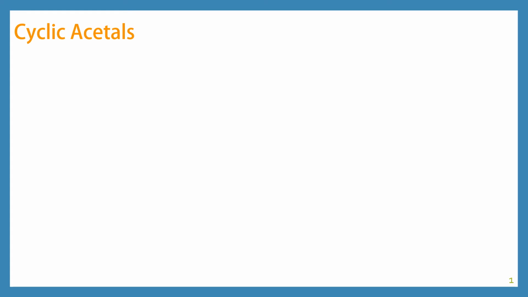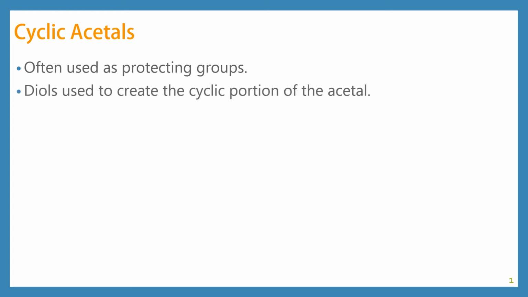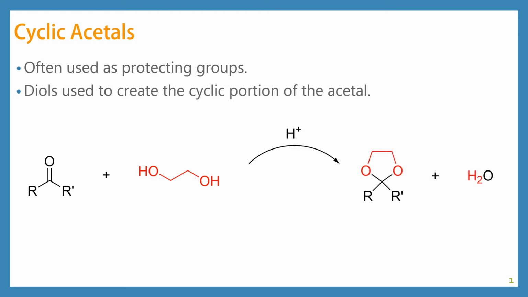In this video, we're going to discuss the use of cyclic acetals and also thioacetals. So cyclic acetals are pretty cool. They're often used as protecting groups, and they are created using a diol as the alcohol, which creates the cyclic portion of the acetal. So for example, if you take a ketone and react it with ethylene glycol, which is this compound here, you end up creating a cyclic acetal.